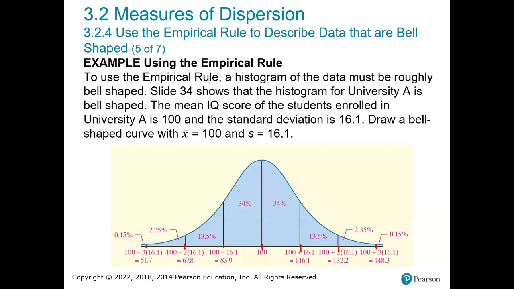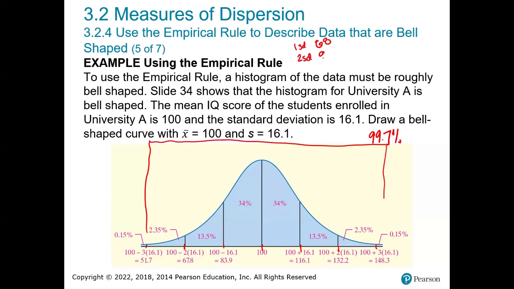Question A says, determine the percent of students who have IQ scores within three standard deviations of the mean according to the empirical rule. Well, according to the empirical rule, if I go three standard deviations back and three standard deviations up, that is 99.7%. One standard deviation, 68. Two standard deviations, 95. Three standard deviations is 99.7. The next question wants us to determine the percentage of students who have an IQ between 67.8 and 132.2.